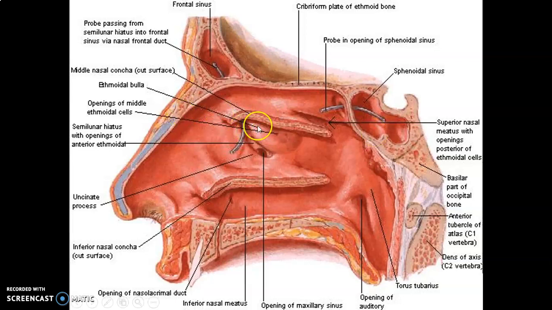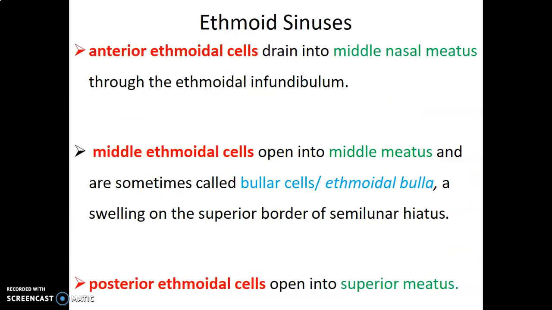So this just shows you the presence of the ethmoid bulla here, and the anterior ethmoidal air sinus opens through the middle meatus, while the posterior ethmoid sinus opens through the superior meatus, which is below the superior concha. So the anterior ethmoidal cells drain into the middle nasal meatus through the ethmoidal infundibulum. The middle ethmoidal cells are also called the ethmoidal bulla, and they drain into the middle meatus, while the posterior ethmoidal cells drain through the superior meatus. So anterior and middle ethmoidal cells drain into the middle nasal meatus, while posterior ethmoidal cells drain into the superior meatus.